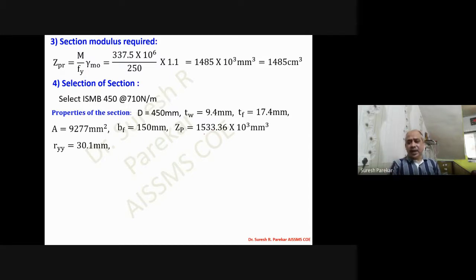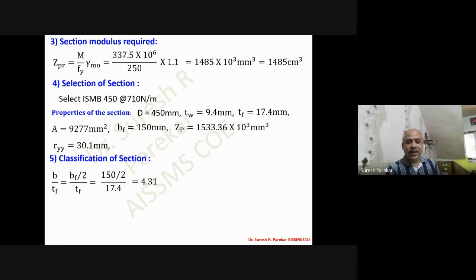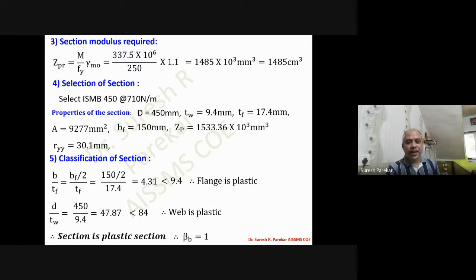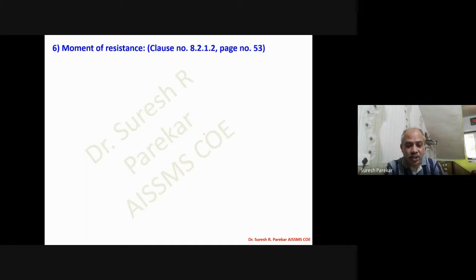Now here we need not go any higher, much higher values, because my beam is laterally supported. So my value of FY 250, that is correct. We need not change it, because here we have MD equal to beta B ZP Fy upon gamma Mo. And therefore here we have the next classification. So we have considered ISMB 450. So flange is plastic, web is plastic, and therefore the section is plastic. Beta B becomes 1.